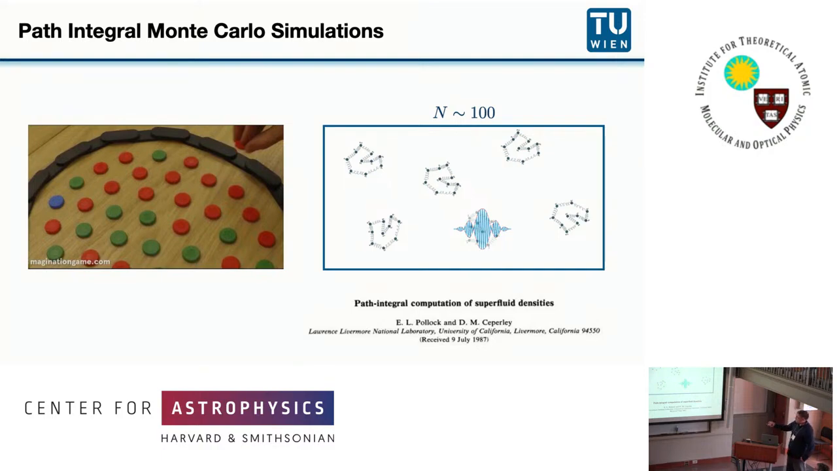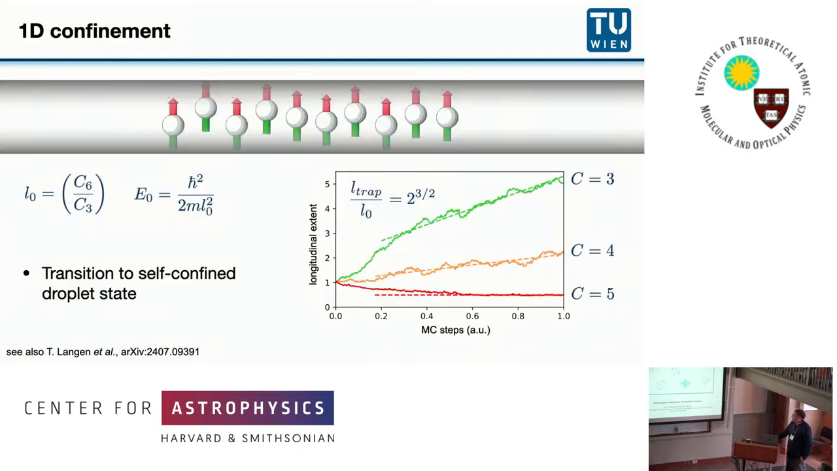this kind of physics, what we did as a first step was to do some exact calculations, and I'll show you in a minute that one has to be very careful here, right? So we do some path integral Monte Carlo simulations, which are very similar to this classical example here, right? So we just simulate a few hundred or less than 100 molecules.